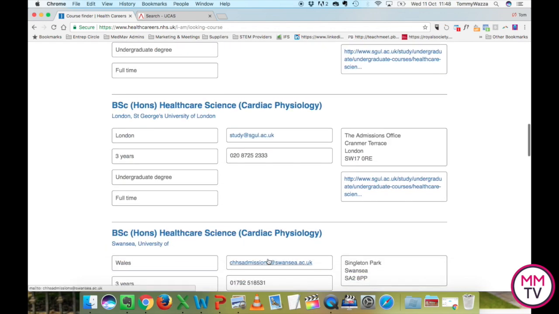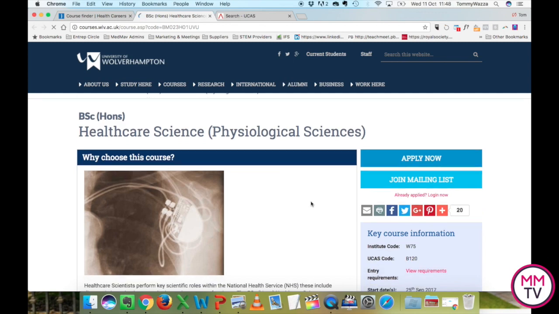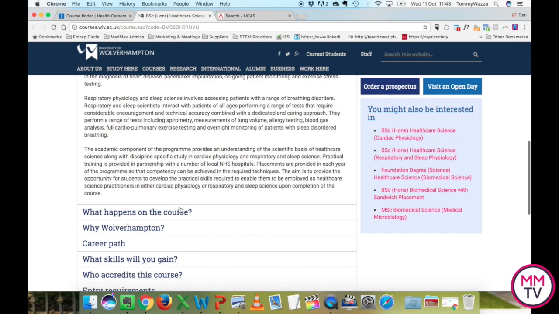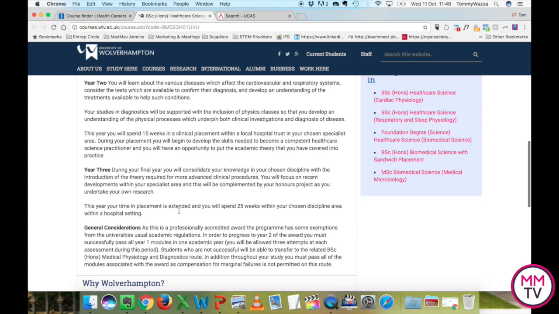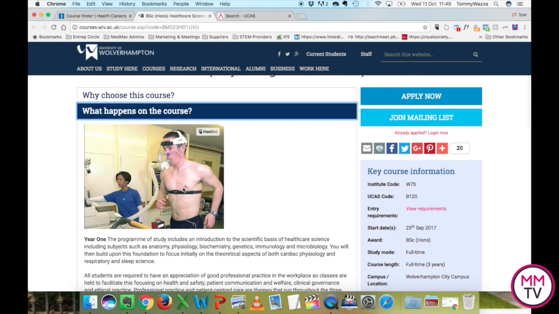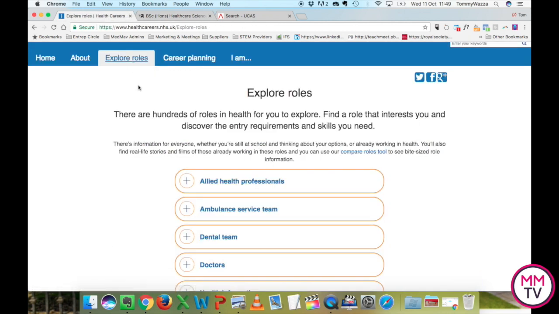So, okay, so you can see all the different universities, and if you look and click the link, it'll take you through to their page and it'll tell you all about the degree, what happens on the course. Okay, so you've got year 1, year 2, year 3, okay, and it gives you a career path, skills you gain, who accredits a course, entry requirements, course fees, etc. Just click those, okay, and you get a really good idea of what you can do on these degrees. So I hope you found all of this really useful.